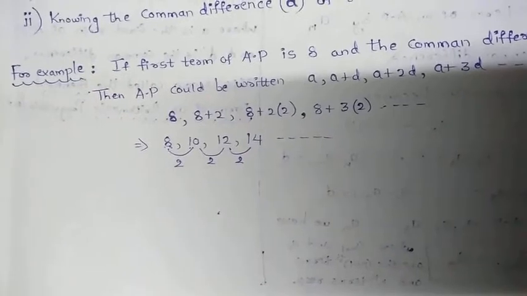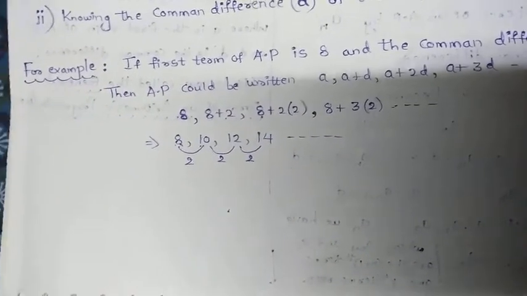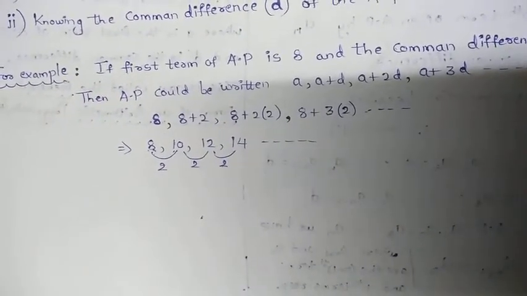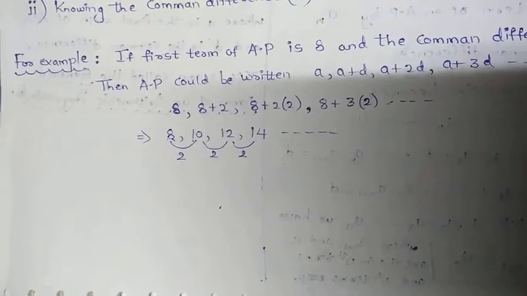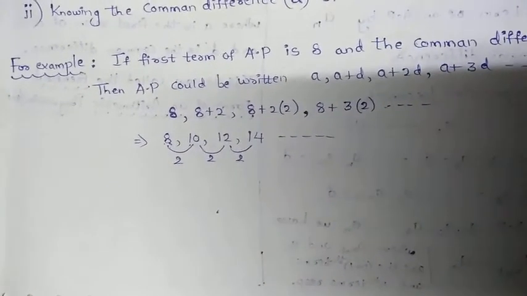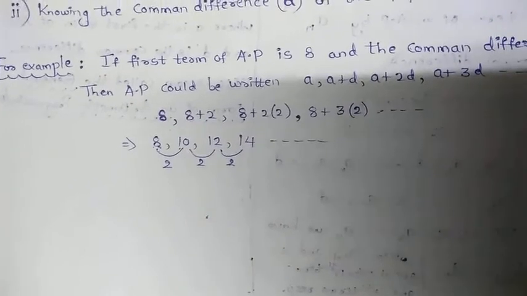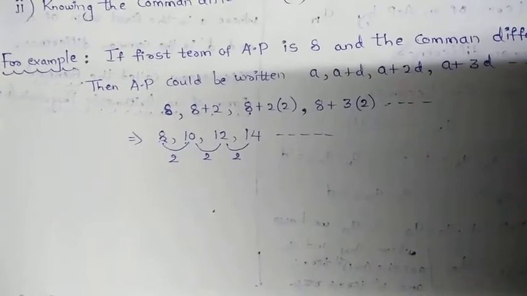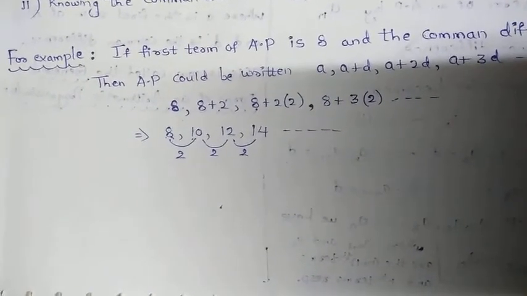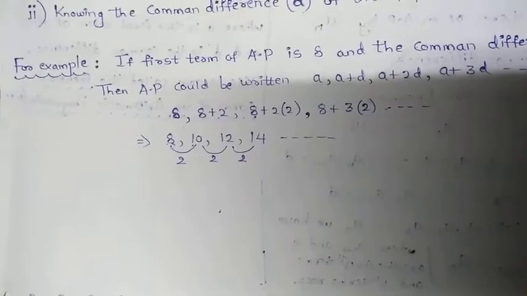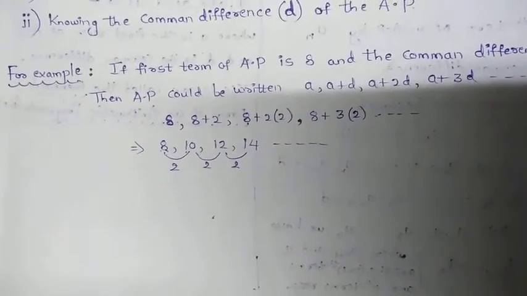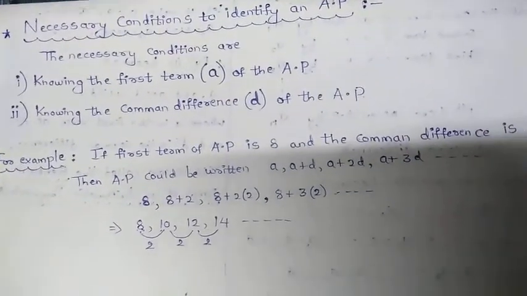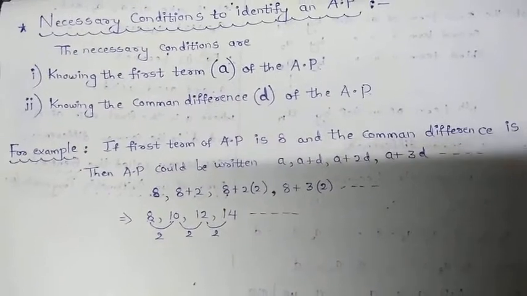So the only difference between finite arithmetic progression and infinite arithmetic progression is that in a finite arithmetic progression you will be having a last term, but in an infinite arithmetic progression you won't be having a last term. The series goes on and goes on and goes on, it never ends. So such type of arithmetic progression is called an infinite arithmetic progression. And after that, lastly, we studied the necessary conditions to identify an arithmetic progression.